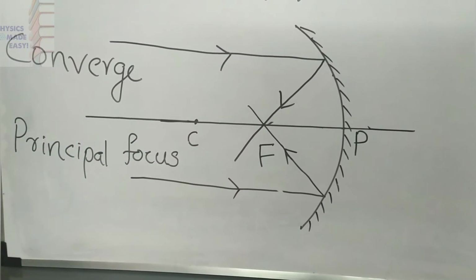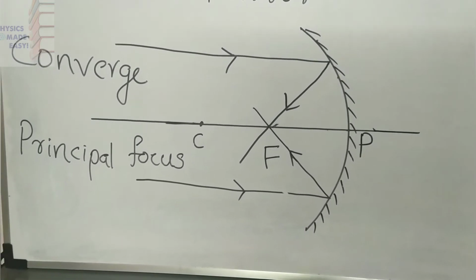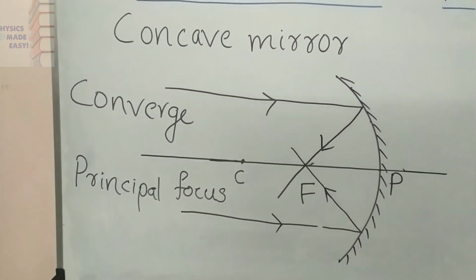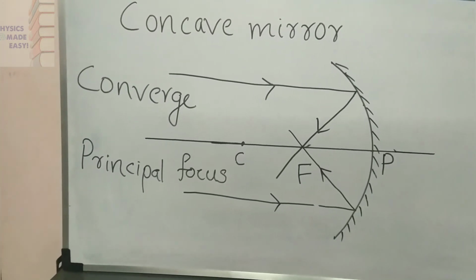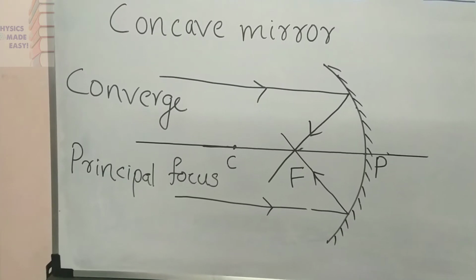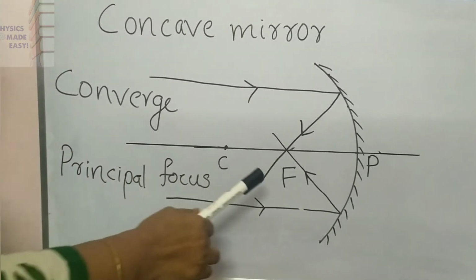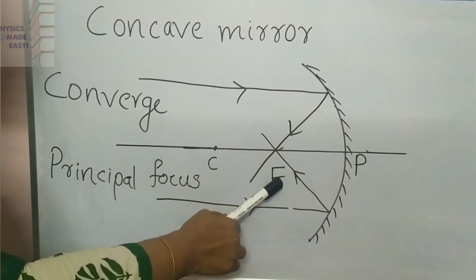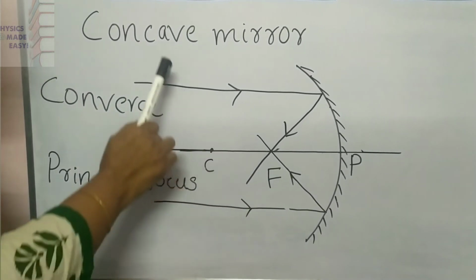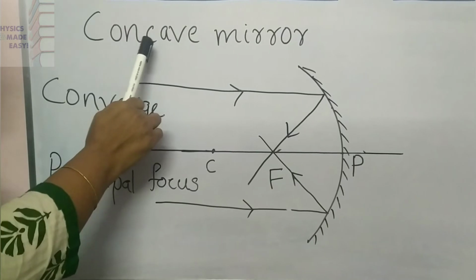So how can we define this principal focus? In the case of a concave mirror, the rays which are parallel to the principal axis, after reflection converge to a point on the principal axis. We call that point the principal focus, and it is denoted by the letter F. Here we are discussing the concave mirror now.